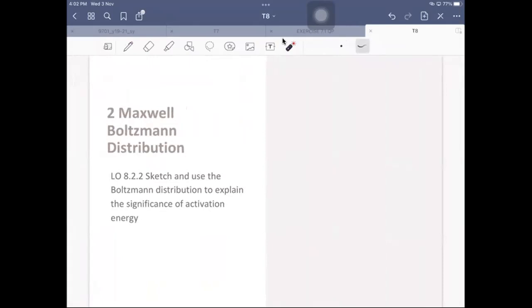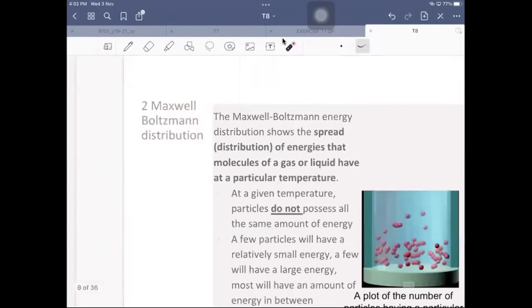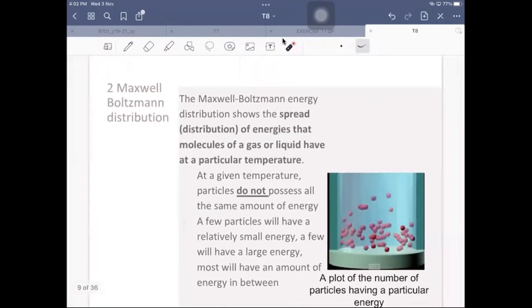Next, I want to talk about what we call Maxwell-Boltzmann distribution. Now, a Maxwell-Boltzmann distribution is a graph that shows how the energy of molecules are being spread out. Okay. The learning objective for this one is to sketch and use Boltzmann distribution to explain the significance of activation energy. Okay, so now we're looking at activation energy in terms of Maxwell-Boltzmann graph or Maxwell-Boltzmann distribution.